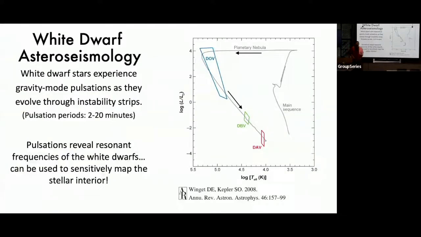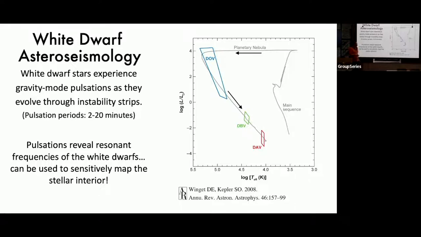So white dwarf asteroseismology in particular. White dwarfs pulsate in a few particular regions of parameter space, here shown on the HR diagram, right? You've got the main sequence, the star evolves off the main sequence. It goes through this planetary nebula phase, it loses a lot of mass, and then it cools. It evolves as white dwarfs evolve, by cooling. They're just left with the residual energy from their previous lives, and they radiate away that energy over time.